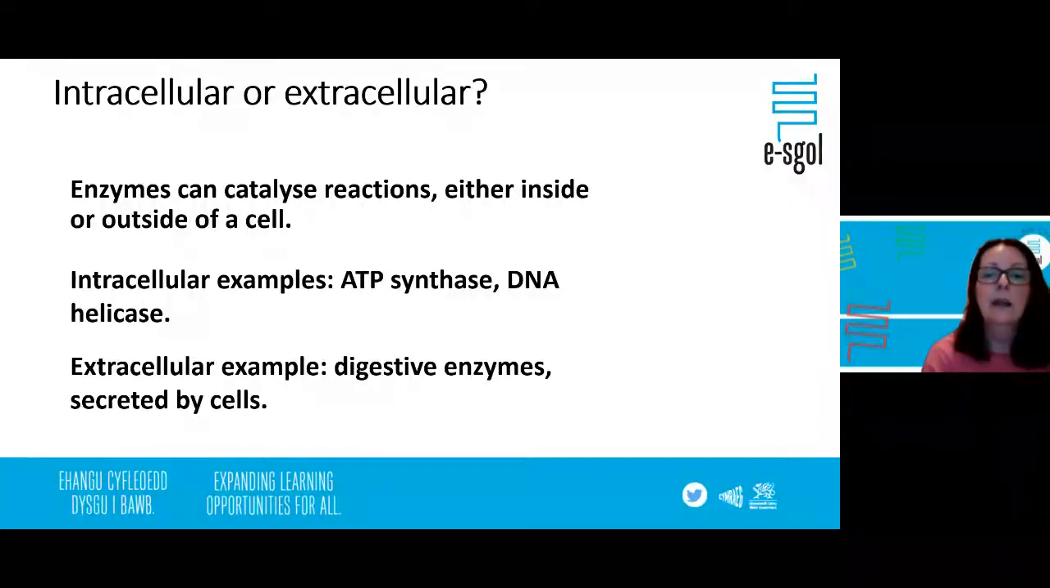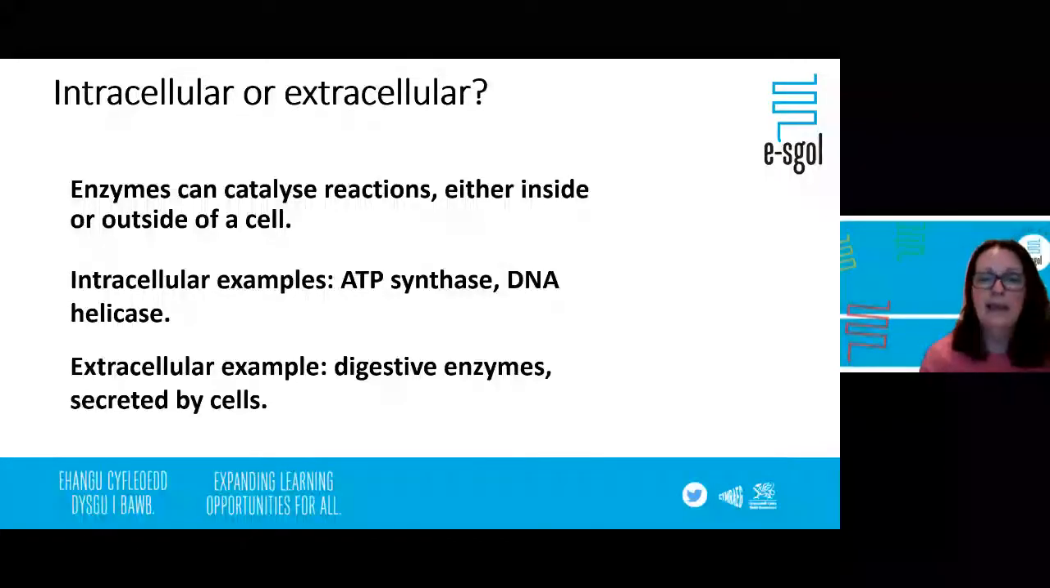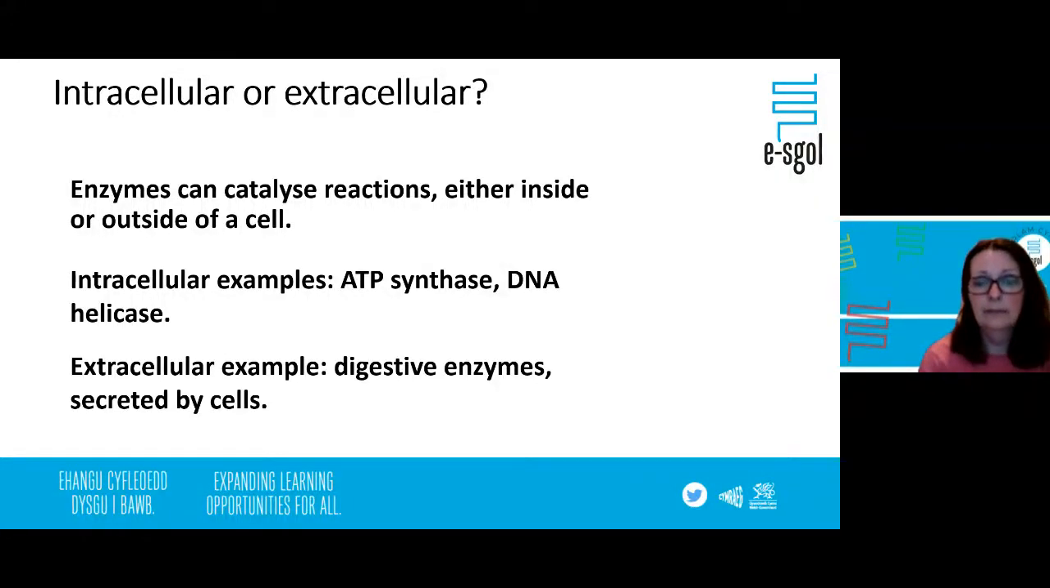So intracellular, ATP synthase and DNA helicase are both examples of intracellular reactions that take place inside a cell. Both are very important in respiration and in reproduction. And then extracellular examples are our digestive enzymes that are secreted by cells and carry out digestion outside of a cell within the digestive system.